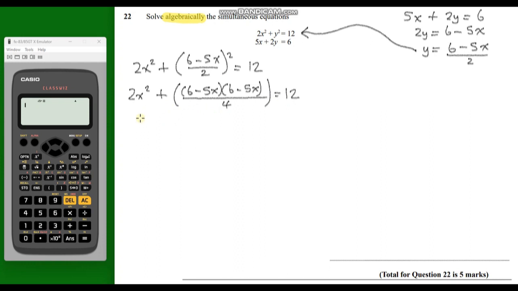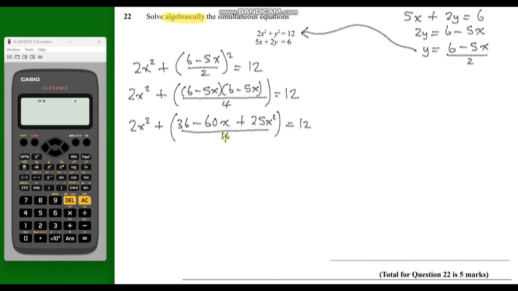So now let's do another line. So we've still got 2x squared plus, now let's expand the brackets. So we've got 6 times 6, so that's 36. We've got 6 times negative 5x, well that's negative 30. And then we're doing that again here. So that's two lots of negative 30, that's negative 60x. And then negative 5x times negative 5x, that will be positive 25x squared. And then all of that, we need to remember all of that is over 4. And that equals 12. So now what can we do?